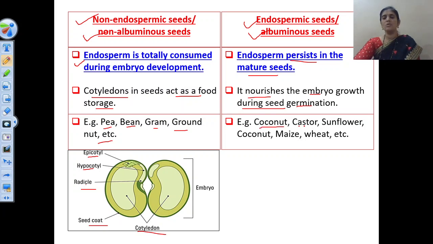Examples are here coconut, castor, sunflower, maize, wheat. So these are the different examples of the endospermic seed in which the endosperm is persisting in the mature seed.